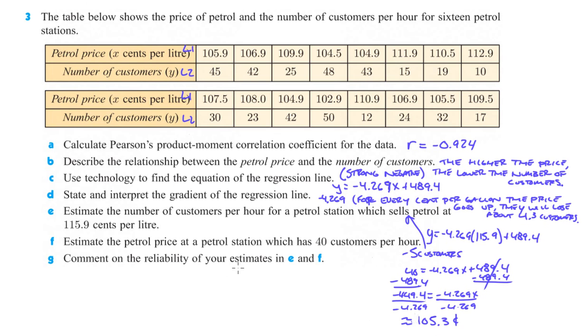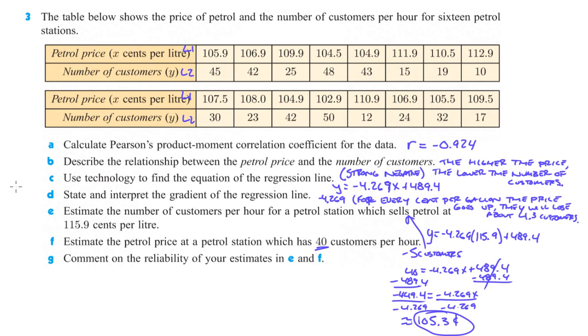So comment on the reliability of your estimates in E and F. Obviously, you cannot have -5 customers. So if it's 115.9, they're probably not going to have any customers at all. Since this 105.3 cents actually lies within this range, and this 40 customers is also within this range, it's interpolation, so this is probably going to be a pretty reliable estimate there.